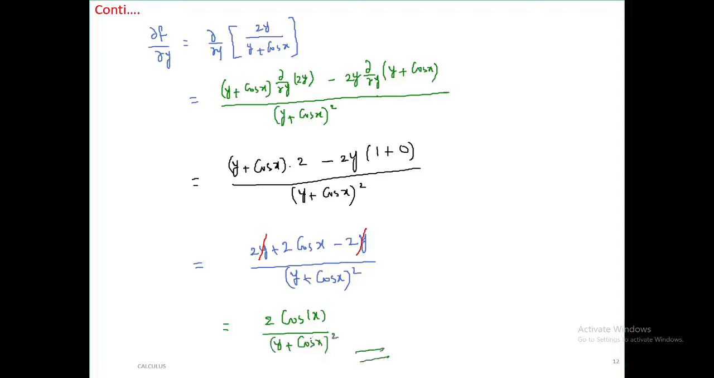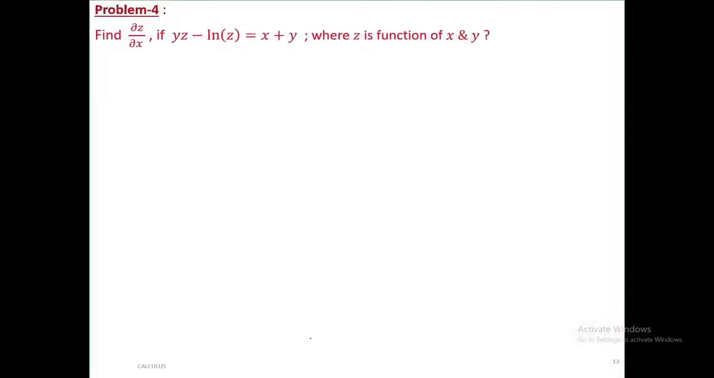Okay. Next one. Find dou z by dou x if y into z minus ln z is equal to x plus y, where z is a function of x and y. So z is a function of x and y. That means it is an implicit function actually. Implicit means the variables are hidden. So in z, the variables are hidden. Z is a function of x and y, so z is an implicit function here.